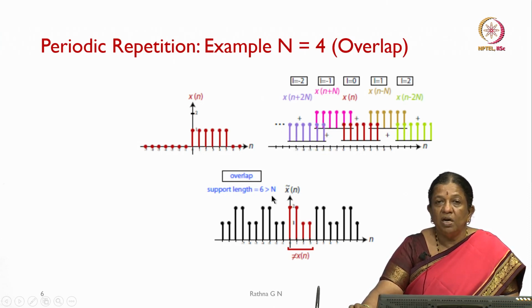Then what happens to our x tilde of n? We say that the support length is 6, which is greater than N, so because we are adding them up, you will be seeing the magnitude has increased for these 2 samples, and the other 2 samples remain the same. This repetition is going to happen on the positive side as well as on the negative side. So, one has to keep in mind how the periodic repetition is going to have an overlap when our length is greater than N.